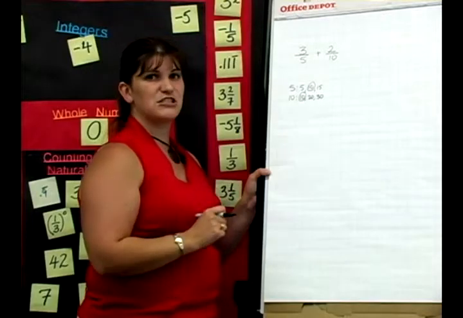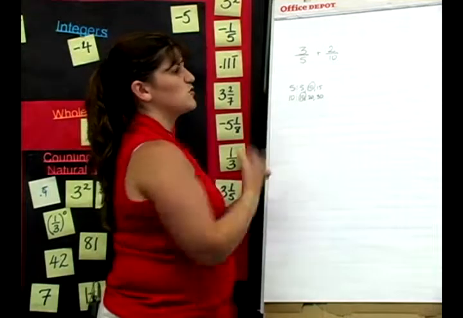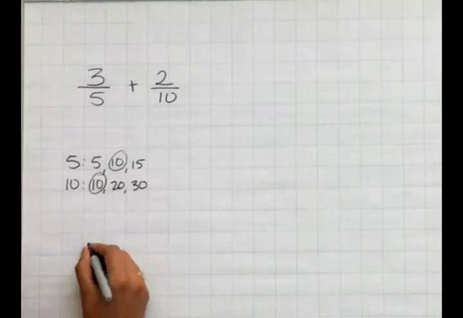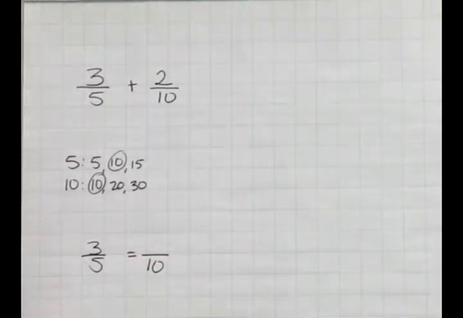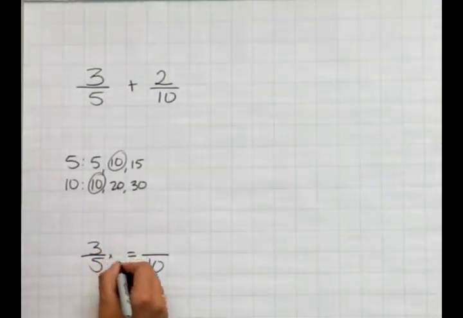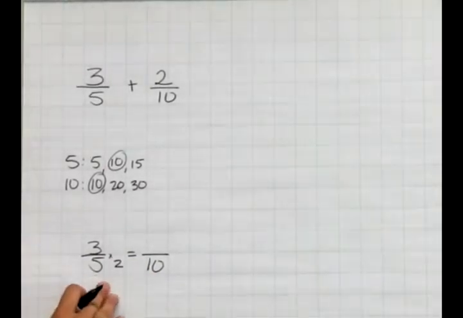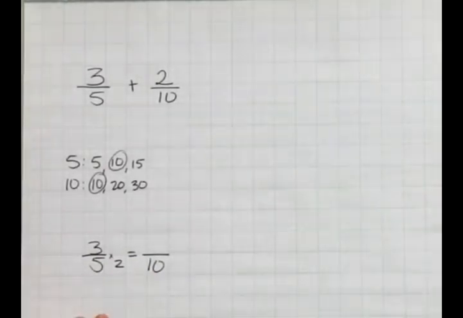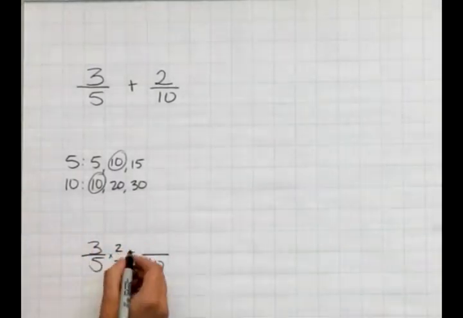So now what we need to do is set up our problem with the denominators of 10. So I have 3/5. I need to turn my 3/5 into a denominator of 10. So you ask yourself, what do I multiply this 5 by to equal 10? Well, we're going to multiply it by 2. Now, whatever you do to the denominator, you also have to do to the numerator. So not only am I going to multiply the denominator by 2, but the numerator by 2.